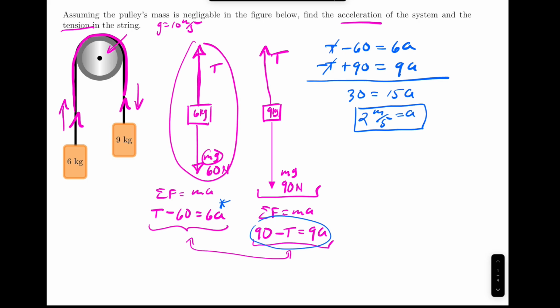So there's the acceleration. Now, if I want to find the tension, all I have to do is take a, which I just found, and plug it back into either one of these 2 equations. So I'm going to use the first one. T minus 60 is equal to 6 times 2. So I get T minus 60 is equal to 12, which means T, when I add 60 to both sides, would be equal to 72. And that would be in newtons.